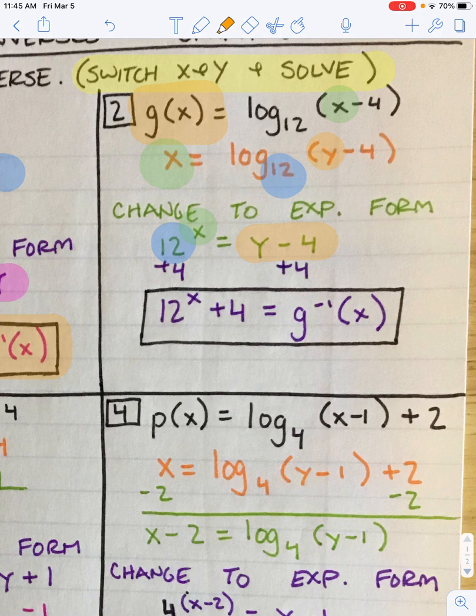Now remember, our job is to solve for y. So what do we have to do? We have to go ahead and add our 4 to both sides. So now we just have our 12 to the x plus 4. And again, instead of it equaling y, it was originally g of x, so we write it as equal to g inverse of x to note that it is the inverse function.